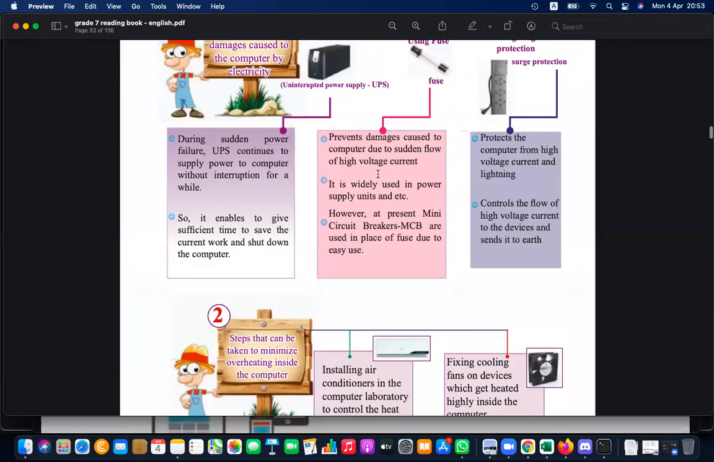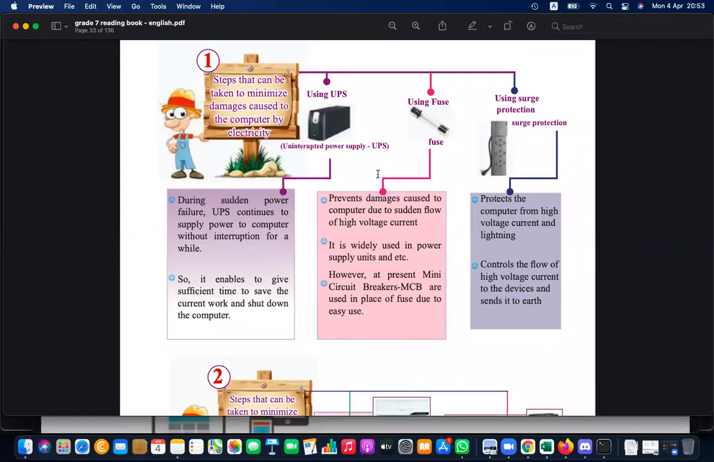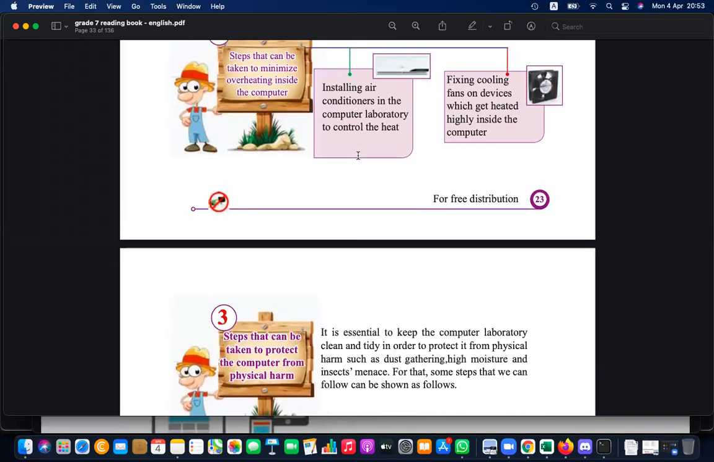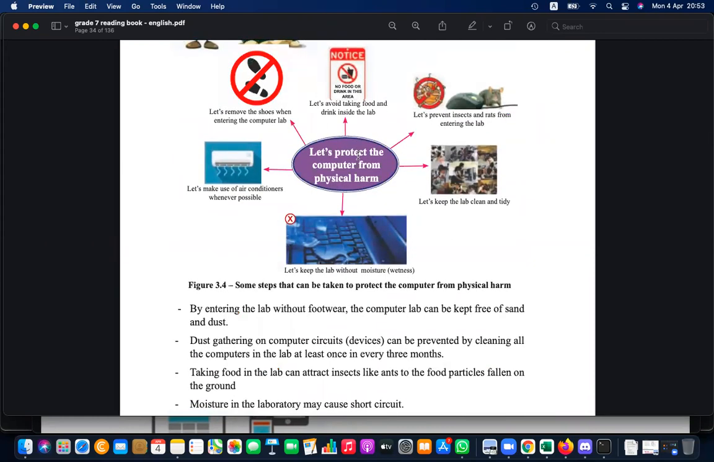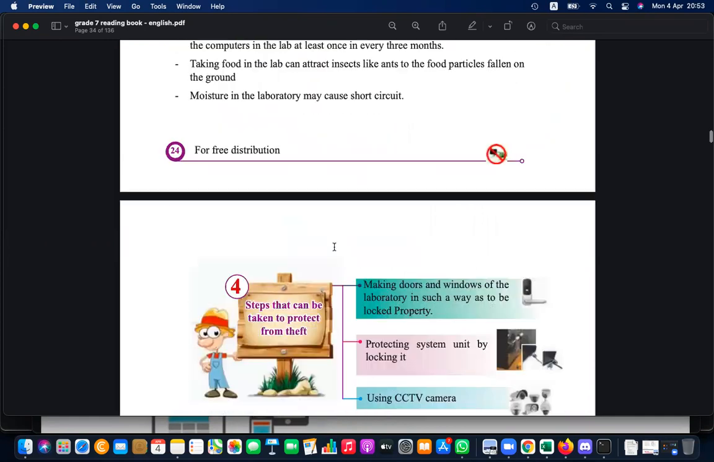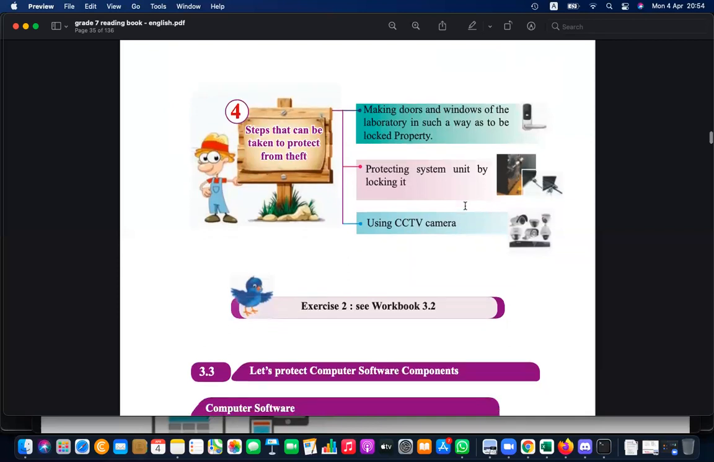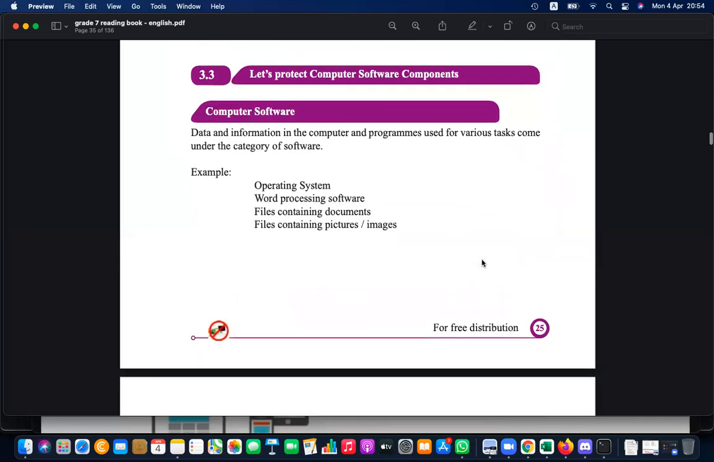The precautions that you can take: uninterrupted power supply, fuse, and surge protectors to protect from power surges or thunder and lightning. Fuse is basically protecting from high voltage, as the fuse will burn. UPS will give you a backup time to shut down your computer. And then we learn about cooling systems like cooling fans and air conditioners. To protect from animals and insects, we need to avoid using food and beverages inside the lab. Also CCTV camera systems, locks, sealed rooms, and properly locked places will allow you to protect your computer from physical threats.